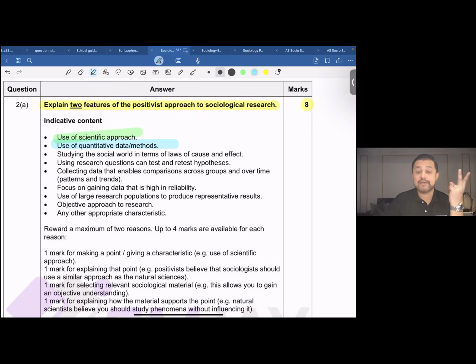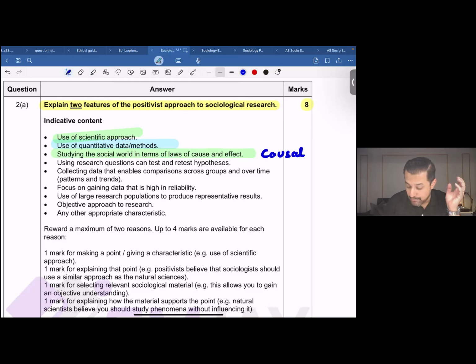Number two, positivists believe that quantitative data should be gathered. They highly advocate, they highly support the idea of collecting data through quantitative means. Quantitative means numeric data, right? Number three, according to positivists, we should study the social world in terms of laws of cause and effect, or in other words, a causal effect.